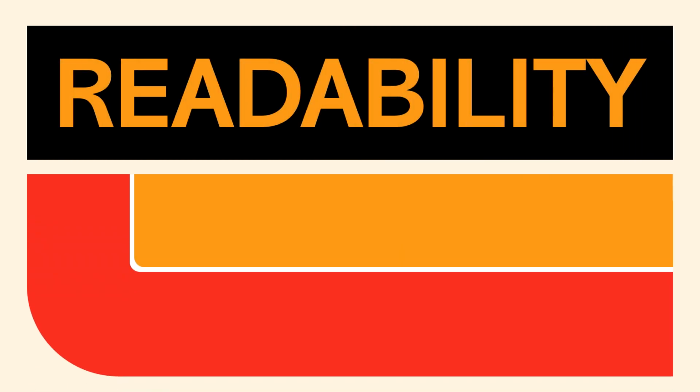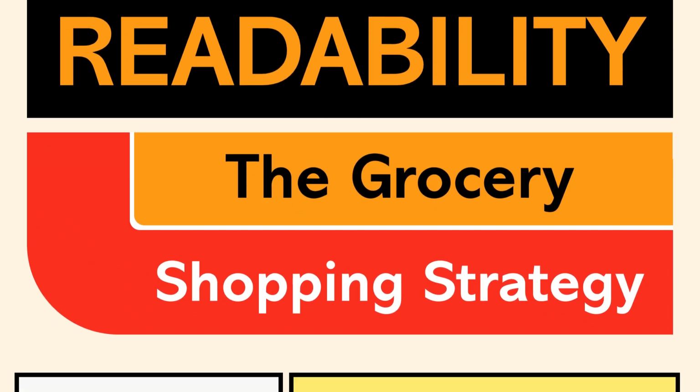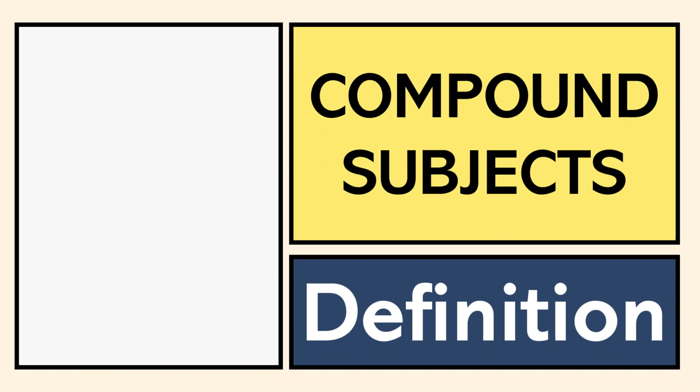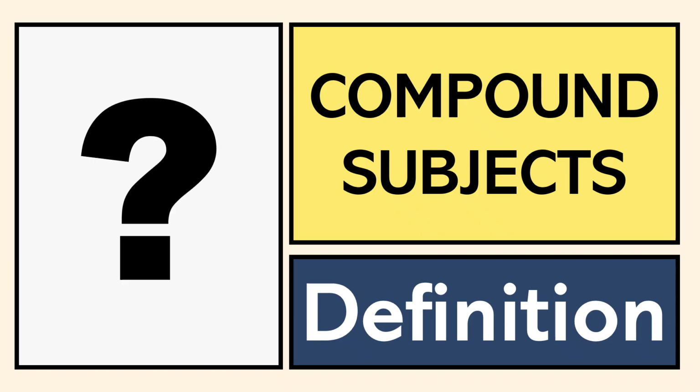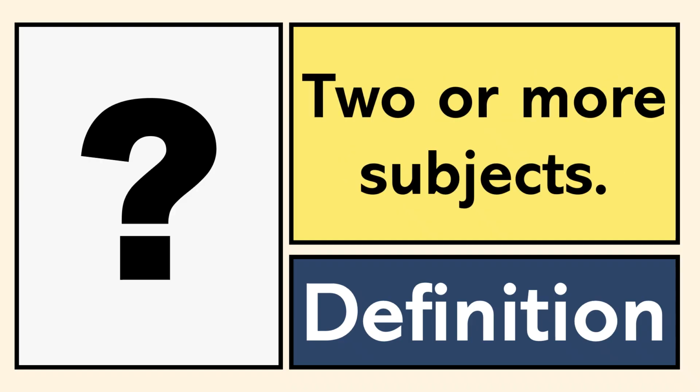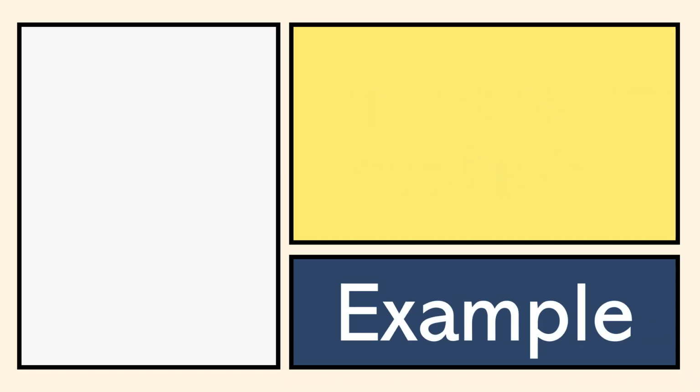In this video, we're going to be exploring readability and how you can enhance your readability with something called the grocery shopping strategy. When writing, we sometimes use something called a compound subject, but what exactly is a compound subject? A compound subject occurs anytime you have two or more subjects that are collectively the subject of the sentence. Let us take a look at an example for clarity.